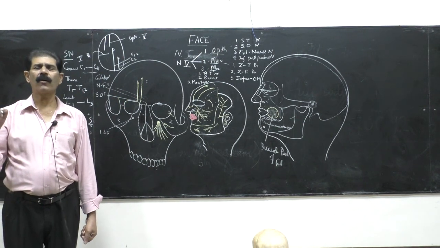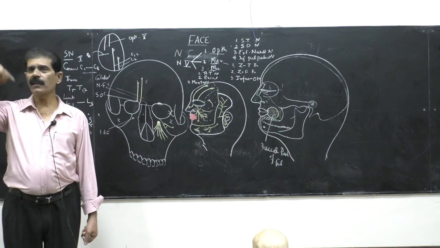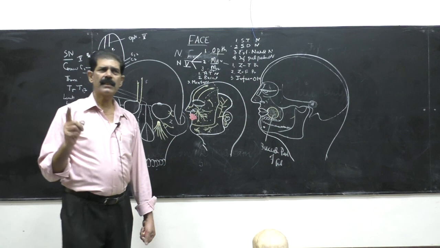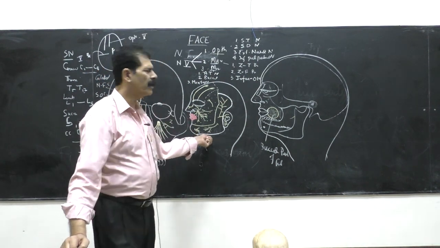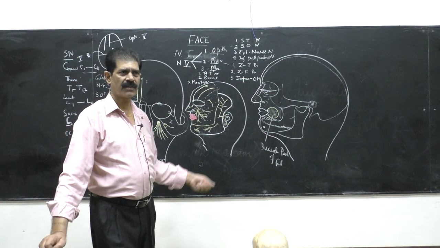You should remember all the 3 branches of ophthalmic, 3 of maxillary and 3 of mandibular. The whole of the skin is supplied. So they are the sensory innervation, or sensory supply, of the skin of the face. You have to remember this diagram whenever a question comes: draw and label the sensory nerve supply of the face.